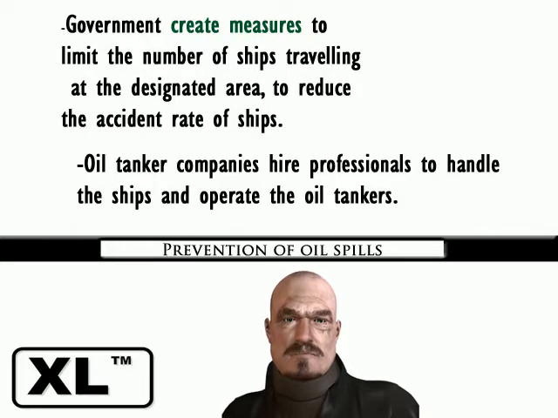Prevention of oil spills. The first one is for the government to create measures to limit the number of ships traveling in a designated area in the ocean to reduce the accident rate of ships. Second one is for the oil tanker companies to make sure that they hire professionals to handle the ships and operate them properly, instead of hiring cheap labor, which increases the chances of the ship getting into an accident.